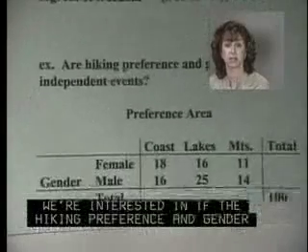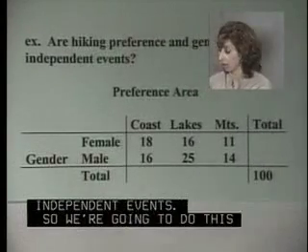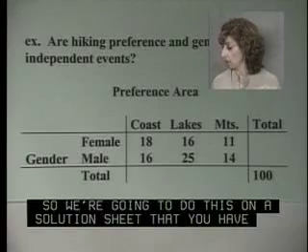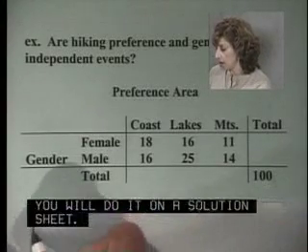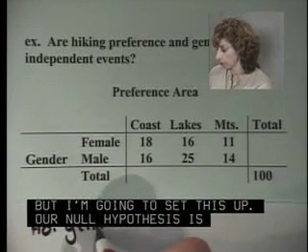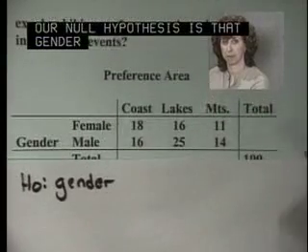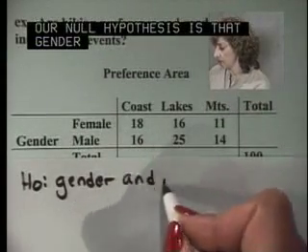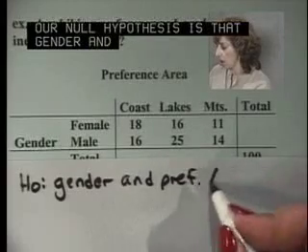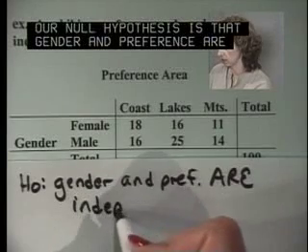We're interested in whether hiking preference and gender are independent events. We're going to do this on a solution sheet that you have, or you will do it on a solution sheet, but I'm going to set this up. Our null hypothesis is that gender and preference are independent events.